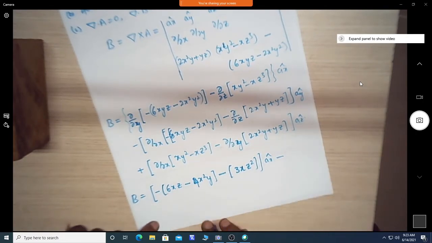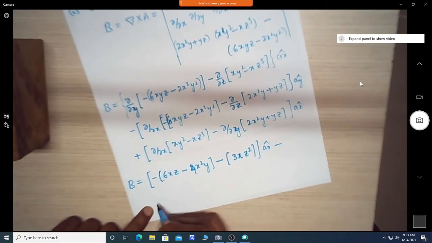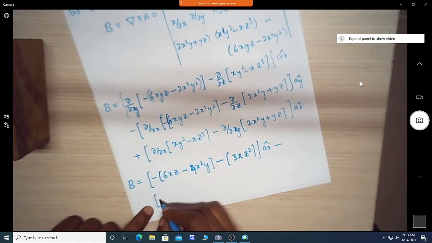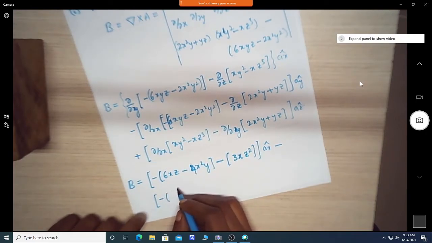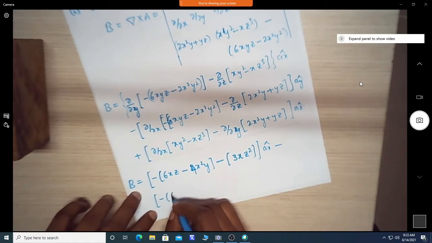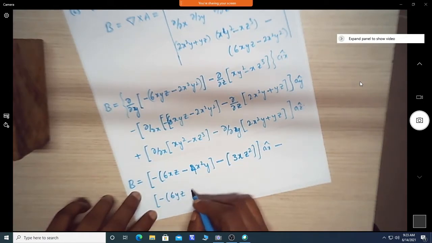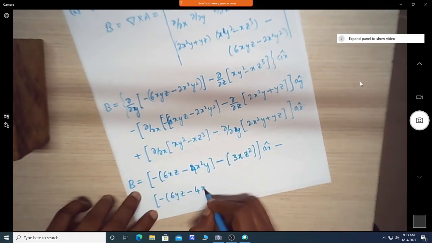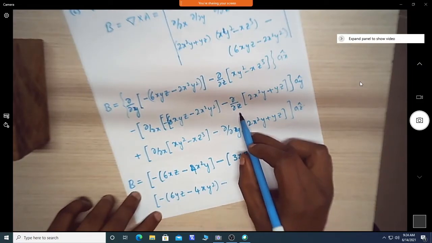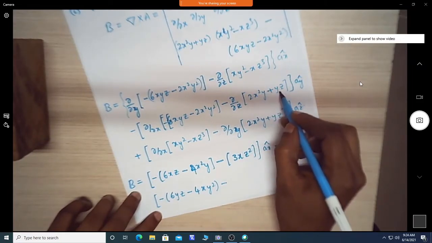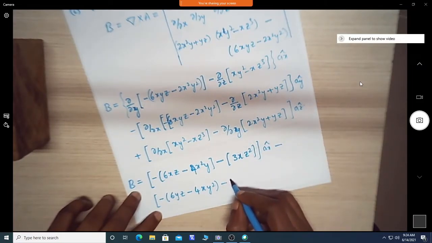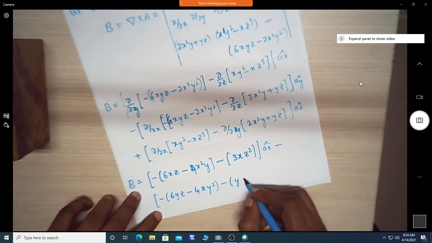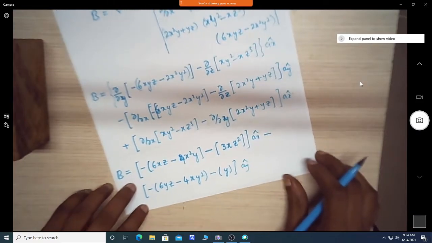And similarly minus, differentiate with respect to x, we are going to get minus of 6yz, then minus, with respect to x, 4xy square, minus, with respect to z, this goes to 0 and you get minus of plus y. This is in the y direction.